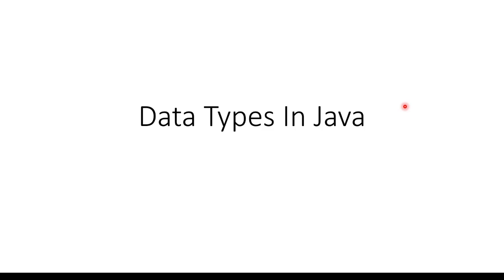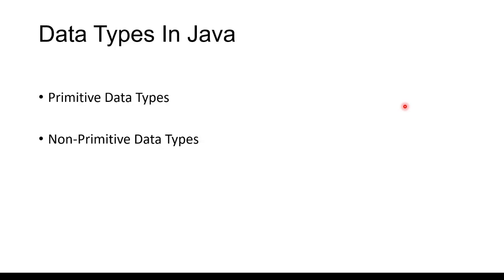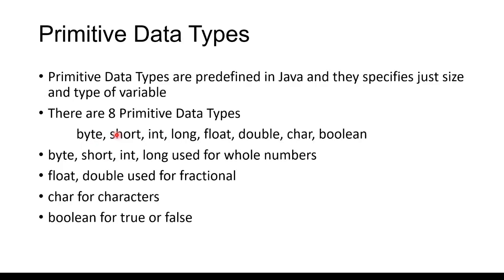Like all other programming languages, Java also has its own data types. In Java, these data types are classified into two types: primitive data types and non-primitive data types. First we will discuss the primitive data types.